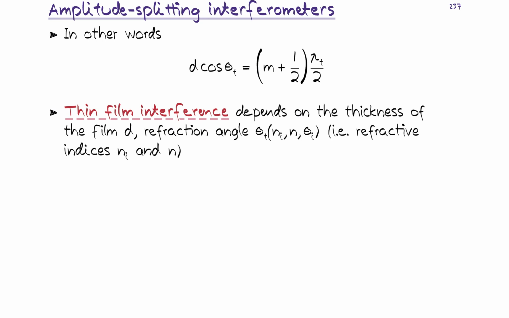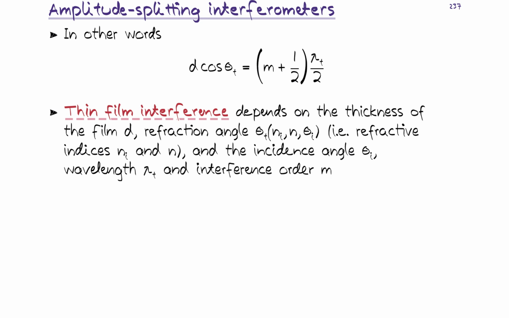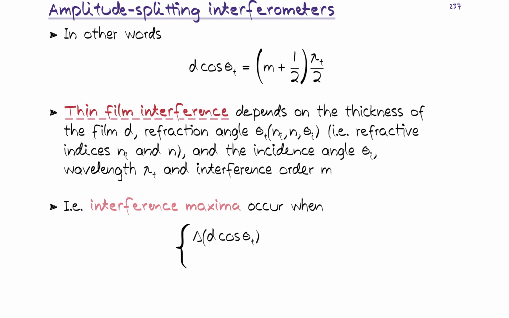So there's actually a lot of parameters that the thin film interference depends upon. Basically the different refractive index profiles, the different incidence angle, and the different wavelength change things. And of course we have different interference maxima, so depending on the order of the interference, we may have a different condition for the constructive or destructive interference. So basically the interference maxima occur when the lambda times d times cosine theta t equals a multiple of lambda per 2.